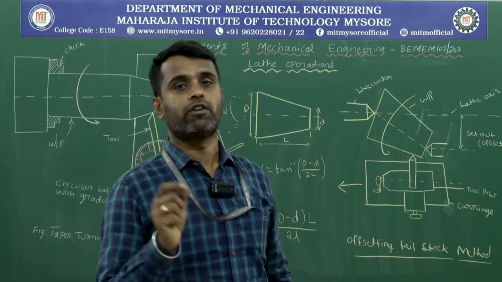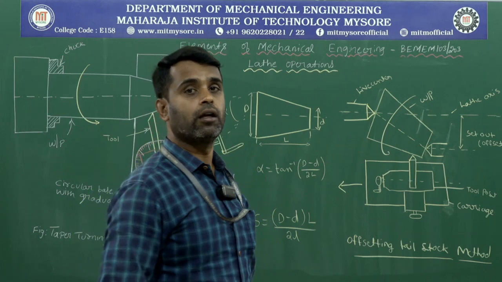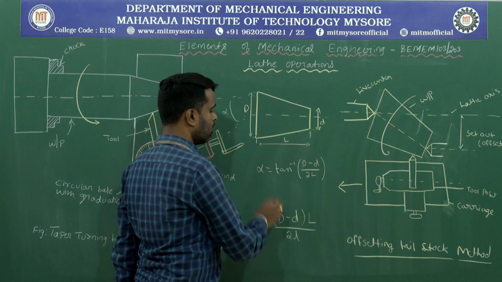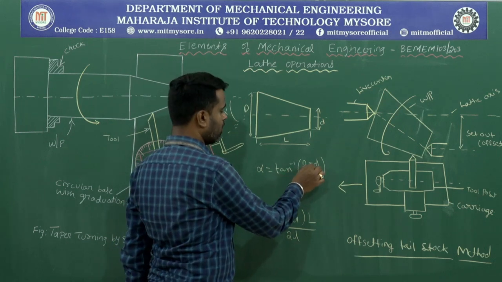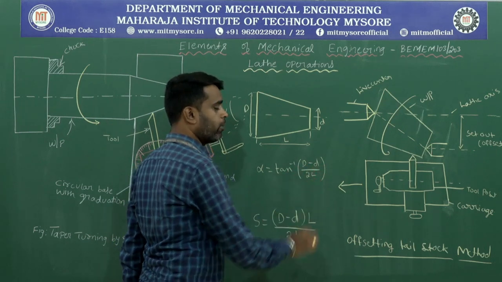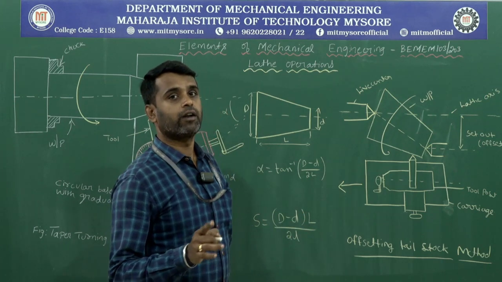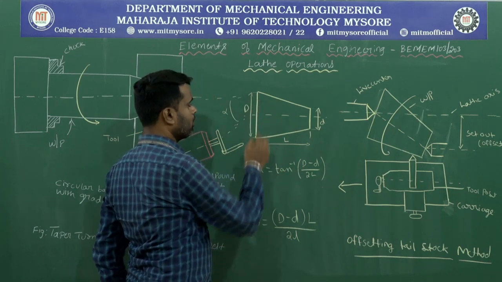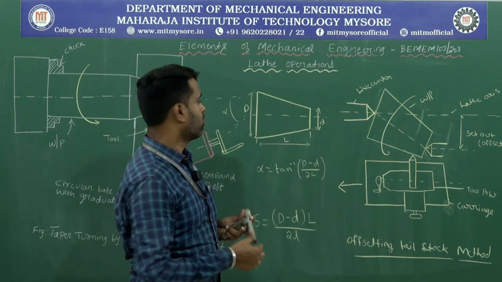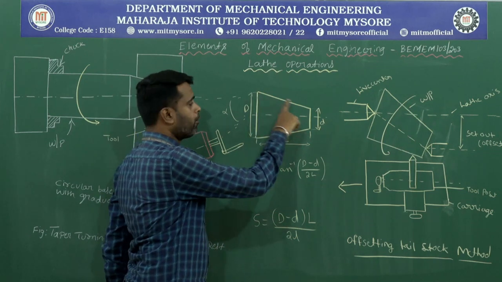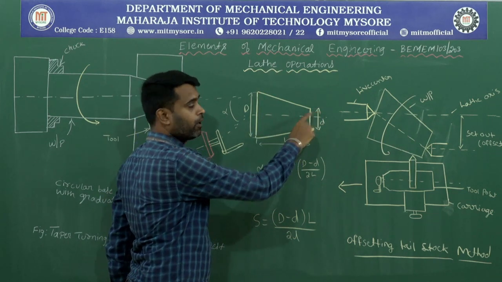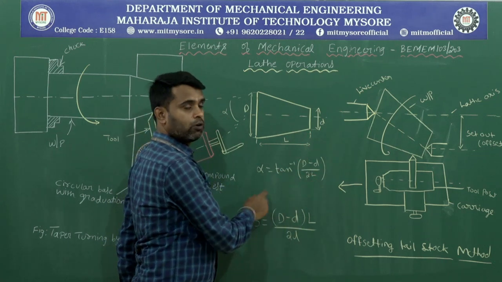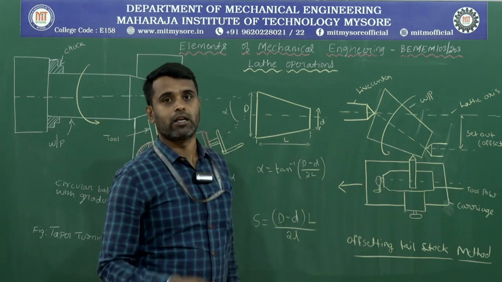Before the taper turning operation, first you have to find out the taper angle. To find the taper angle, we use one formula: alpha is equal to tan inverse of (D minus d) divided by 2L. That is the formula for calculating the taper angle. Capital D is the larger diameter of the taper, small d is the smaller diameter of the taper, and L is the length of the taper. So we get the half taper angle, alpha.